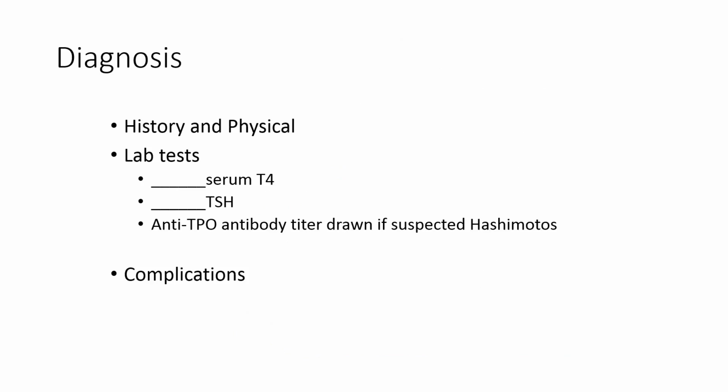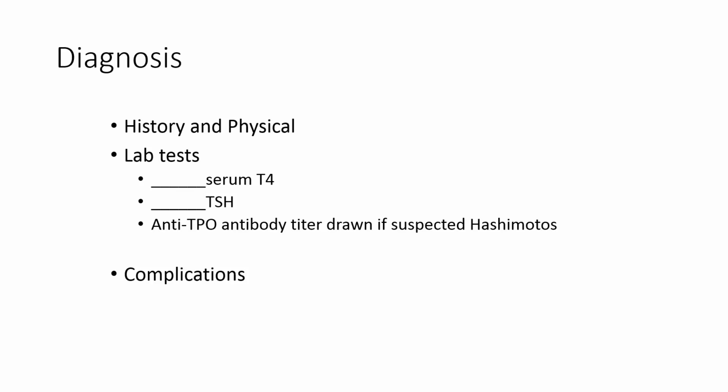When diagnosing hypothyroidism, you would look at the history and physical. You would also do some serum blood work, which you draw some serum T4 levels. You draw some thyroid stimulating hormone. And if you thought or suspected it was Hashimoto's, you would draw the anti-TPO antibody titer.